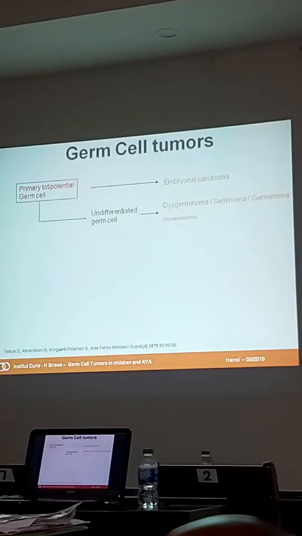So we use different terms according to the location. I don't know why. This is the same tumor. If the tumor occurs in the ovary, we say it's a dysgerminoma. If it occurs in the testicle, it's called a seminoma. If it occurs in the brain, it's called germinoma. I don't know why. That's it. Pathologists are complicated people, probably, but it is the same tumor.